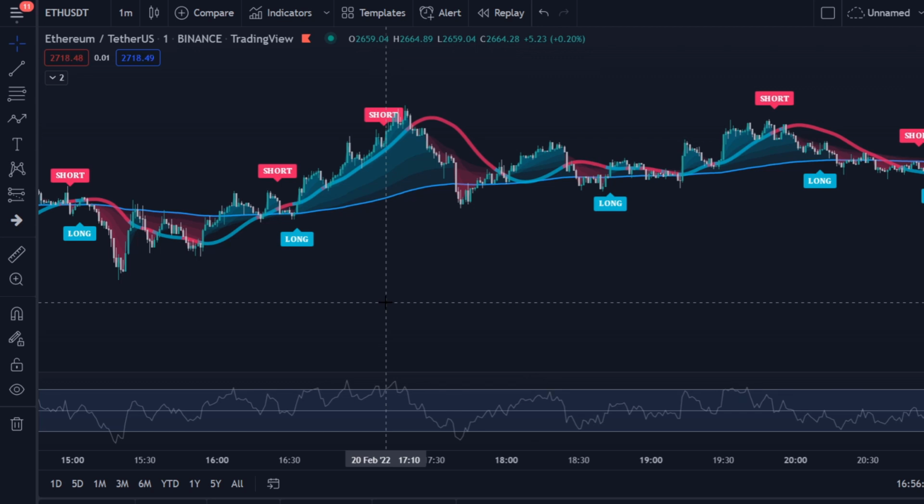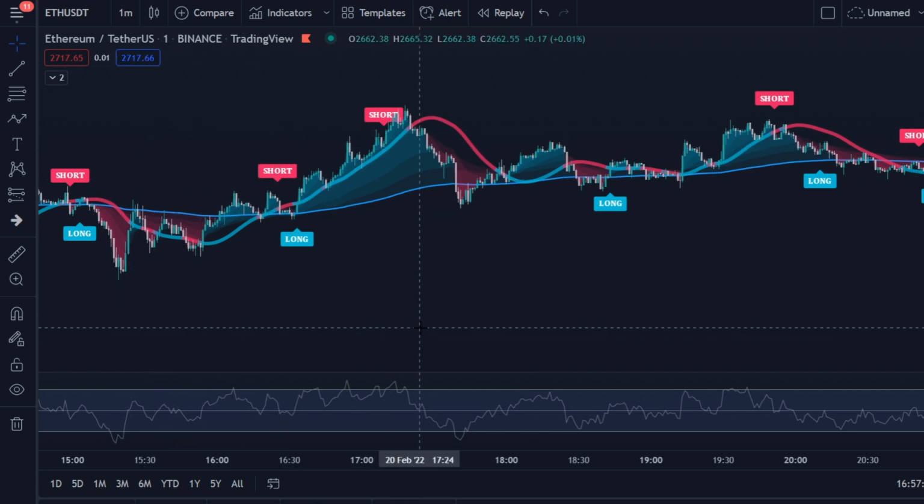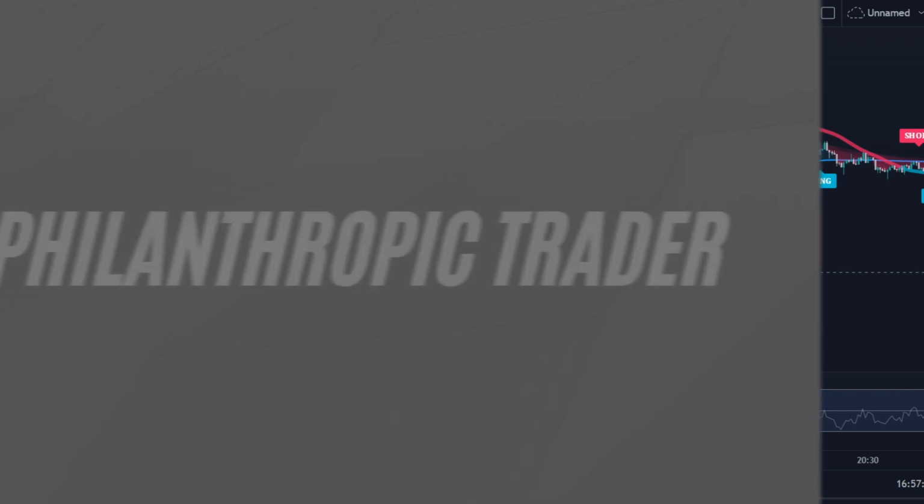In this video, I'll be showing you a nice 1-minute scalping trading strategy that you can use for crypto trading as well. So now I'm looking at the chart Ethereum USDT on the 1-minute time frame. And I have a few indicators applied to the chart, and at first glance, it looks quite good. Without further ado, let's start right away.